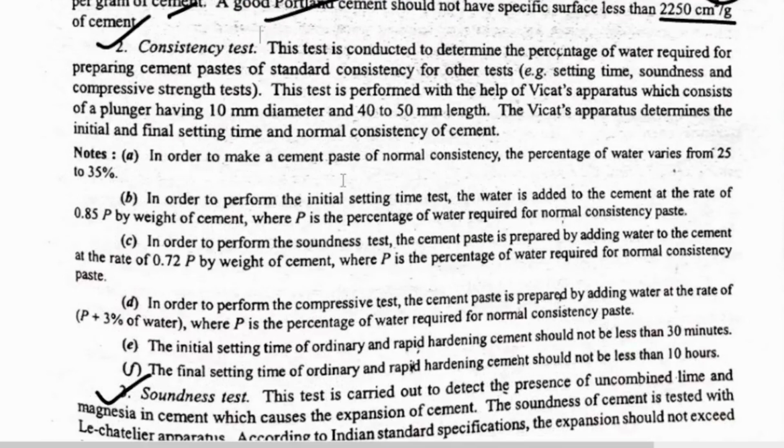Consistency test. This test is conducted to determine the percentage of water required for preparing cement paste of standard consistency for other tests such as setting time, soundness, and compressive strength test.